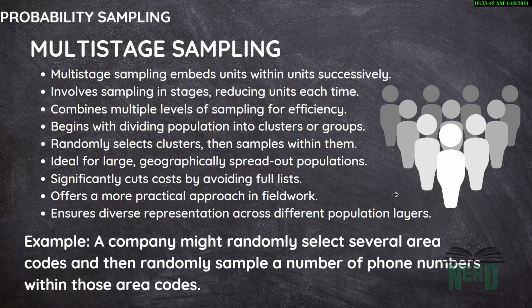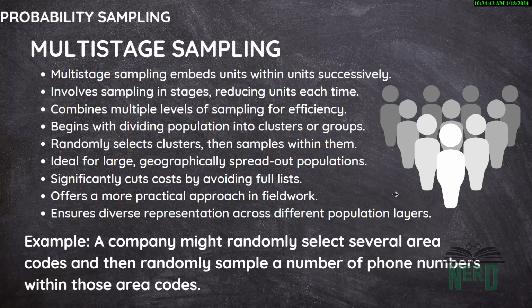You start by splitting your big population into smaller groups. These groups are called clusters, right? They could be anything, like different neighborhoods in a city, or in the case of our example, area codes in a phone network. Now, instead of trying to study everyone in every group, you pick a few of these clusters randomly, and this is your first stage of sampling. Think of it as picking a few slices of a big cake to taste instead of the whole cake, and this step alone saves you a lot of time and effort.